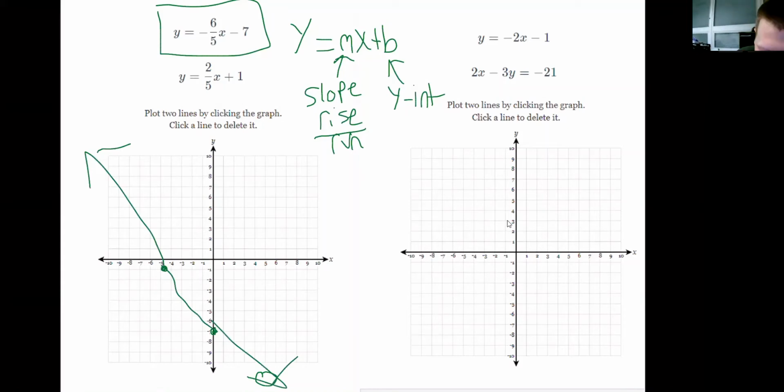And then we'll graph the second one. I'll do this one in a different color. With this one, I start up at +1, and then my slope is 2 over 5. So I go up 2, and then I go right 5. So that would be over here. And like I said, once you click your 2 points, Delta Math is going to draw it in for you.